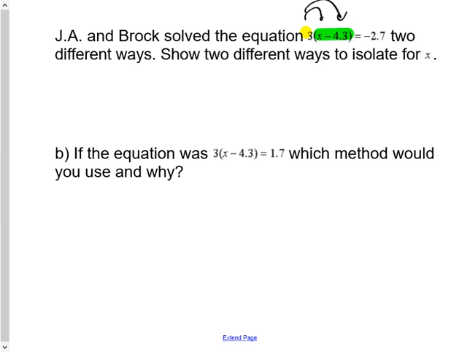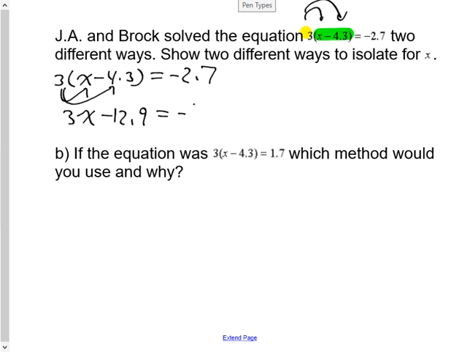So this question says Brock and JA solve the equation 3 multiplied by, or 3 groups of, x minus 4.3 is equal to negative 2.7. And they both did it different ways. How can you do it 2 different ways? Well, JA decided that he was just going to straight up expand using distributive property. So 3 times x is going to be 3x. 3 times negative 4.3 is going to be negative 12.9.